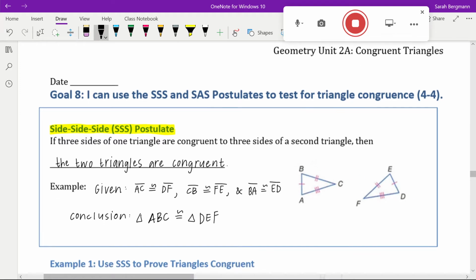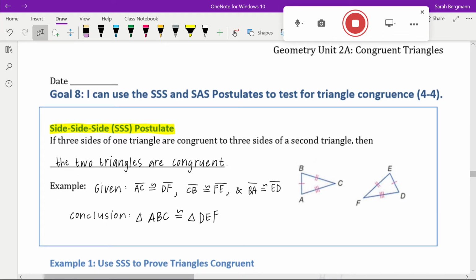Alright, so basically today, instead of showing that all 3 pairs of sides and all 3 pairs of angles are congruent, you can cut it short and only show 3 pairs of congruent sides to save time. And this theorem, this postulate, says that you will still know the triangles are congruent based on the fact that 3 sides are congruent.